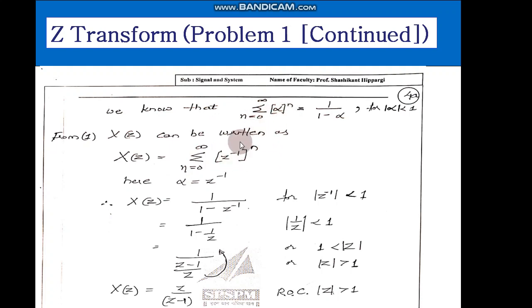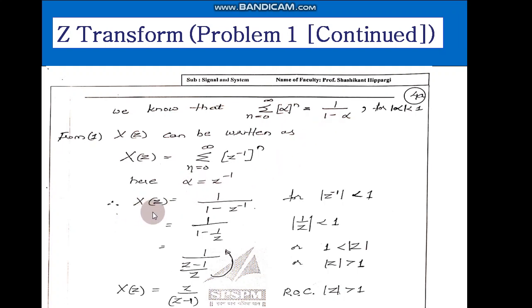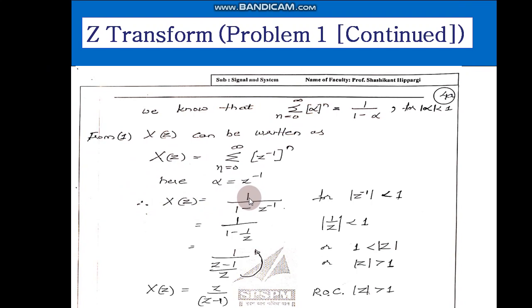So it clearly says that z inverse is compared with alpha. Z raised to minus 1 is compared with alpha. So alpha is nothing but z raised to minus 1. If I put it in this formula, this is 1 divided by 1 minus alpha. Alpha is z raised to minus 1, so X of z becomes directly 1 divided by 1 minus z raised to minus 1.